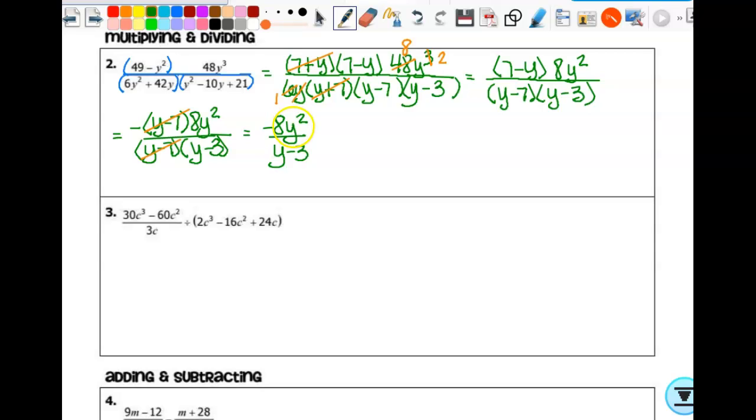Can I reduce one of these y's with this one? No, because I have one term in the numerator, but I have 2 in the denominator. Don't be making up math. Okay? What questions do you have?